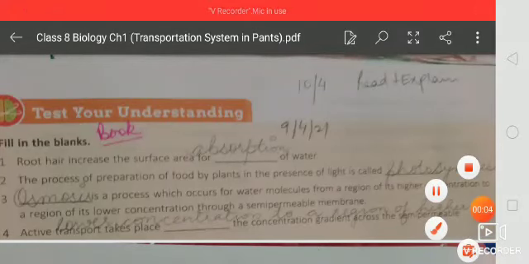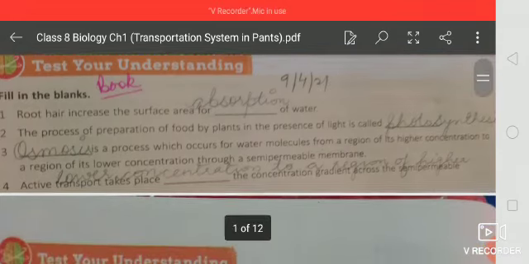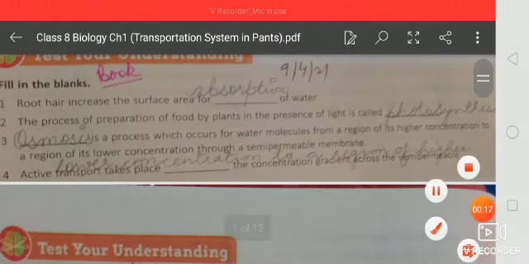Today we will start the explanation of notes of biology. The chapter is transportation system in plants. The first one is fill in the blanks.